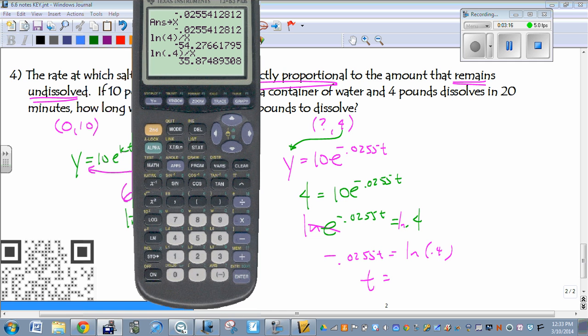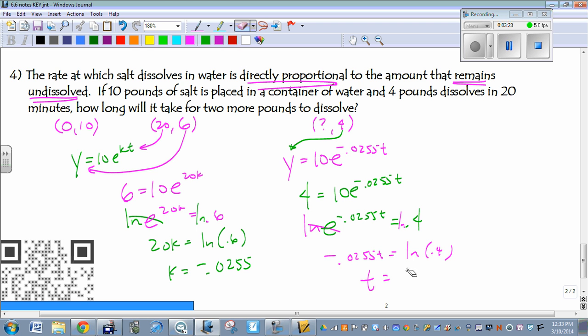And we end up getting 35.875. So that's how many minutes it takes from the beginning. And remember, it took 20 minutes for the first part, so about 16 minutes after that, we'll be down to 4 pounds.